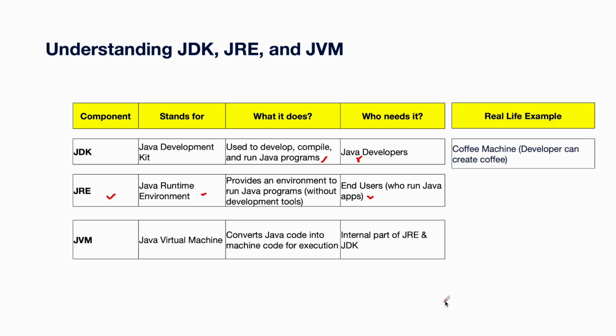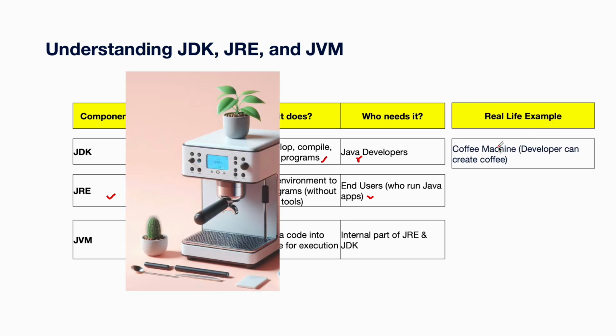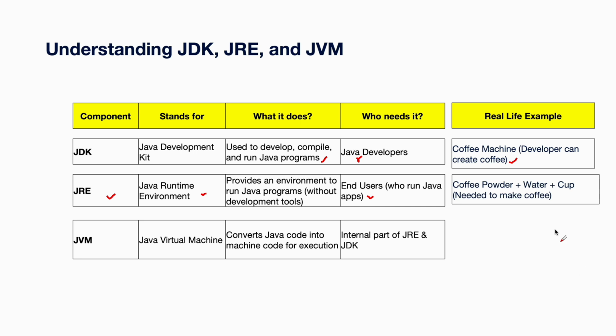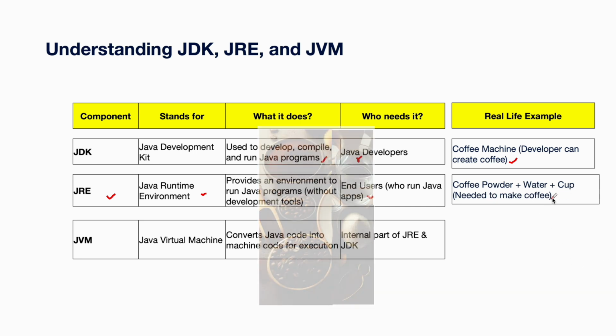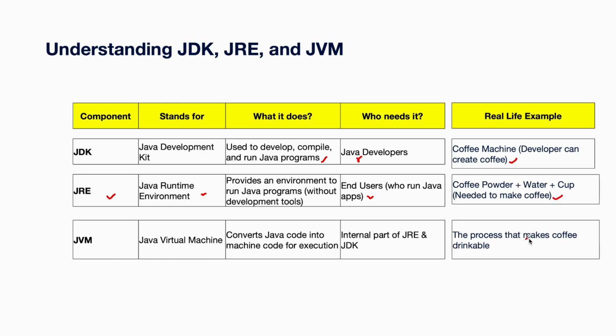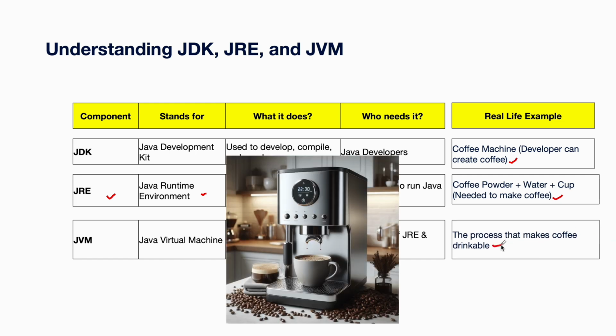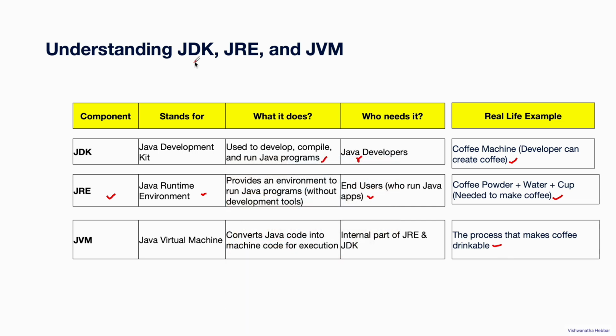For example, JDK is like a coffee machine where the developer can create a coffee using the coffee machine, and JRE is like the coffee powder, water and cup which are needed to make the coffee. JVM is the process that makes the coffee drinkable, which mixes all these things and makes the coffee ready. So these three are the important components of the Java environment.